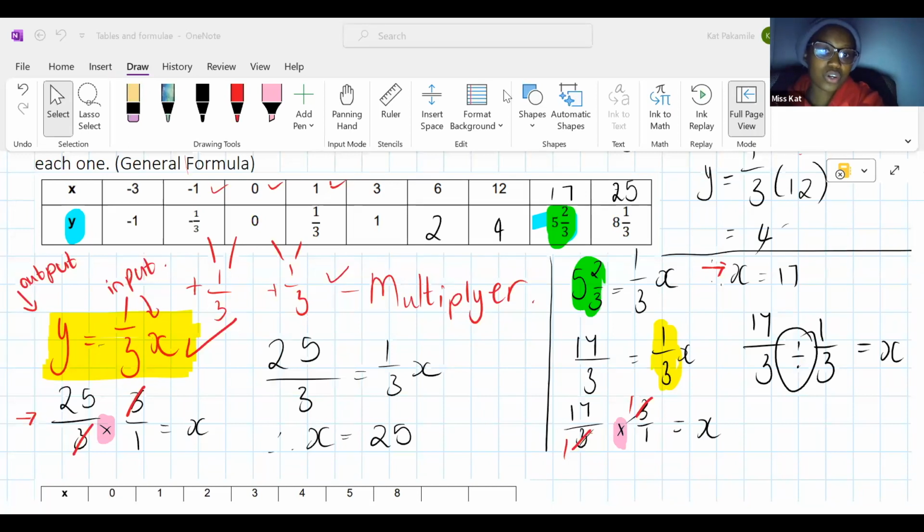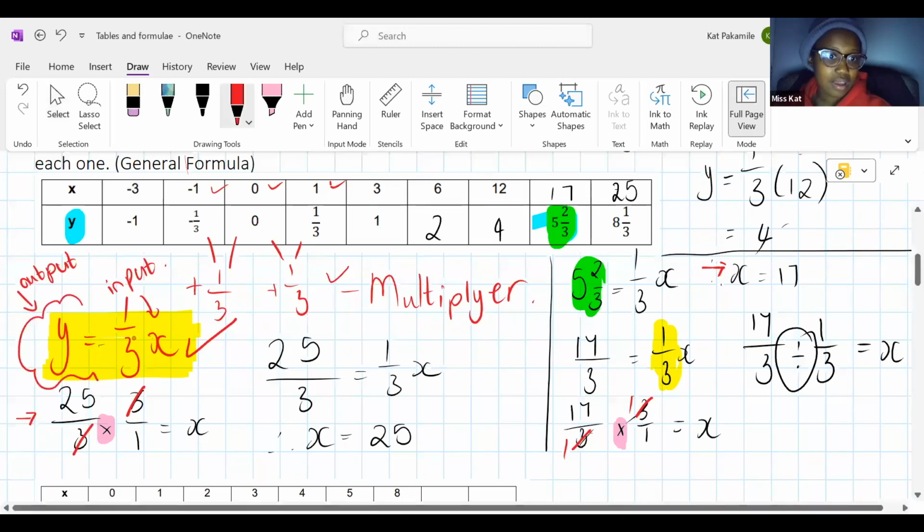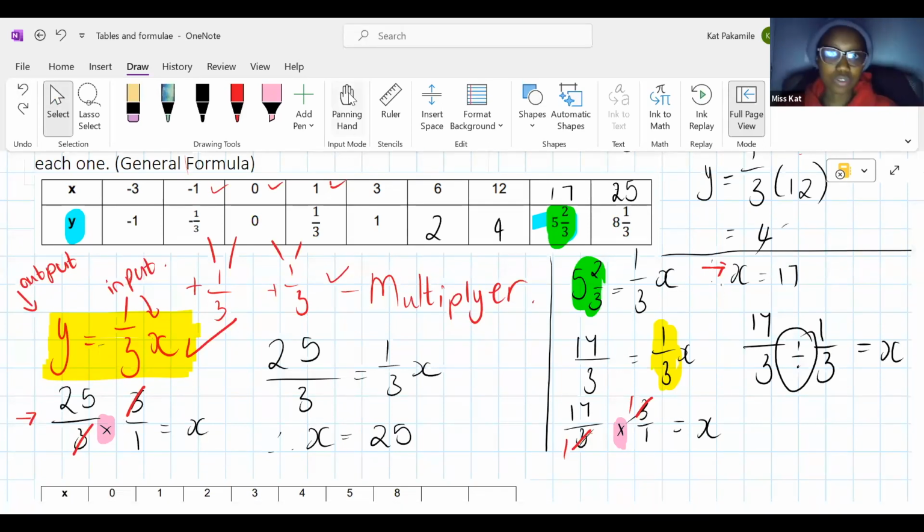Noko. Hi, ma'am. Ma'am, can I please ask, by the 17 over 3, how did you get the 1 over 3 x? It was in your formula. Can you see our formula here? The one that's highlighted. So our formula was y equals 1 over 3x. That's where we started. Oh, okay, ma'am. That was my question. Thank you, ma'am. You're welcome.